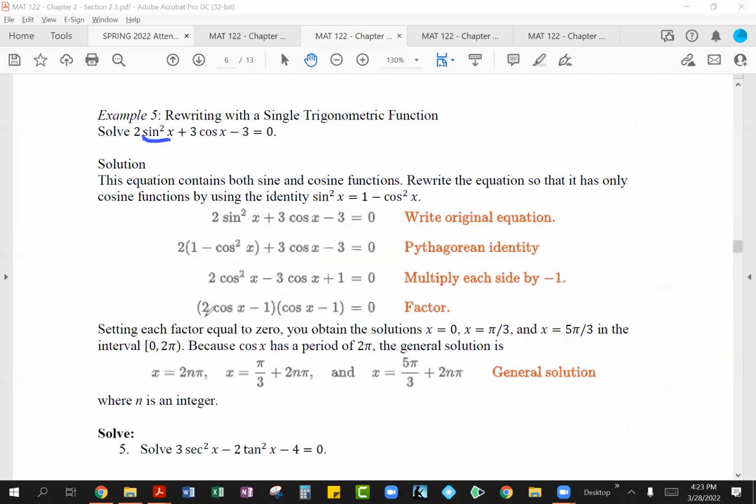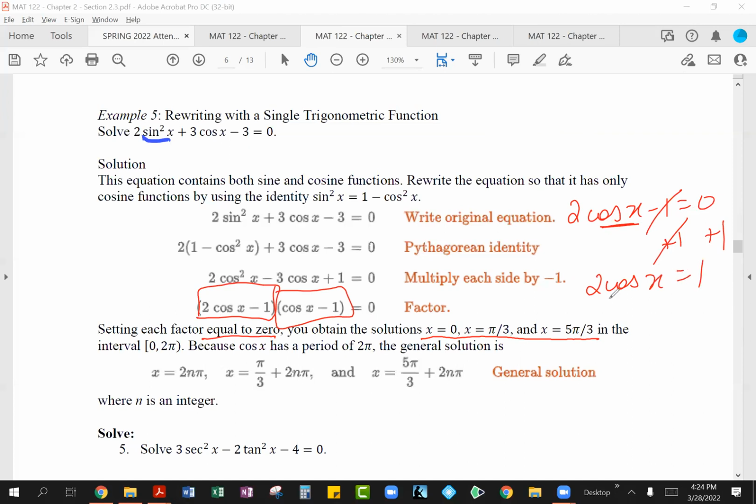And then remember, we had talked about the zero factor property. So you take each factor, set it equal to 0, and then from each side, you will end up getting a solution. So you are ending up with x equals 0, x equals pi over 3, and x equals 5 pi over 3. Because remember, when you have 2 times cosine of x minus 1 equal to 0, get the cosine by itself. So we start by adding 1 on both sides, and then divide by 2.